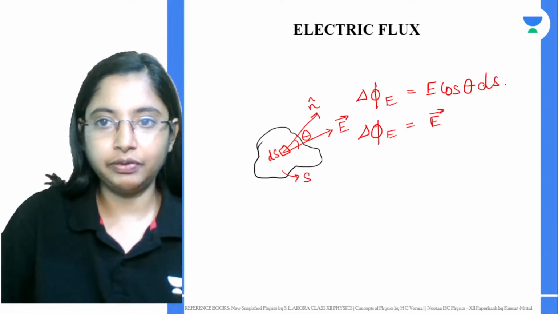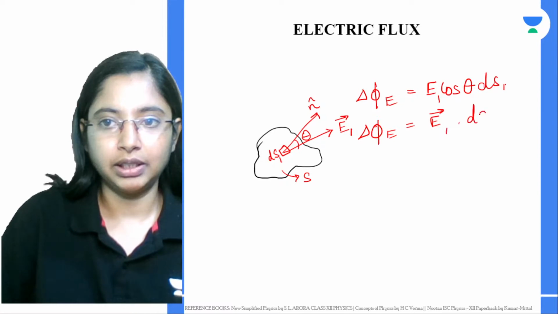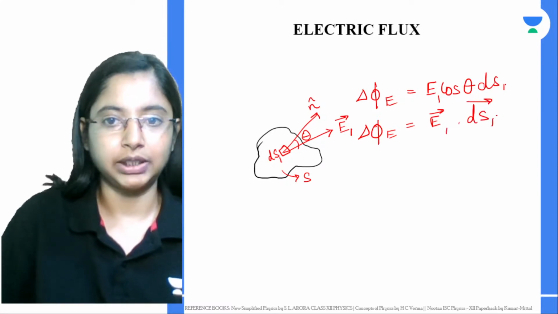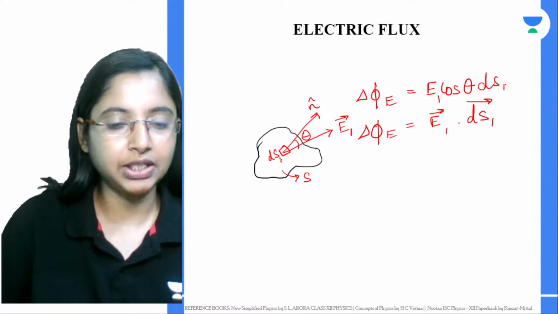Let's say this electric field line is E1, and the surface that you have taken is delta ds1. This will be E1 dot ds1, cos theta, so it will be a dot product. Now, this is for phi, the flux originated with this small surface.